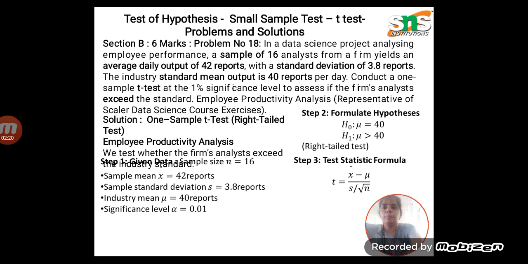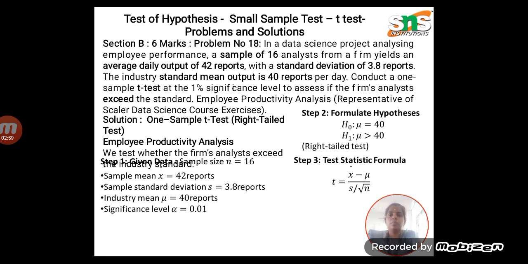Now I am going to compute the t-test. From the t-test I am going to analyze whether it exceeds the standard or not at one level of significance. So now I am going to formulate the hypotheses. One is the null hypothesis, another one is the alternate hypothesis. The null hypothesis is that the population mean is equal to our assumption, so mu is equal to 40. If we reject the null hypothesis, then we have to accept the alternate hypothesis. The alternate hypothesis is obviously greater than 40.